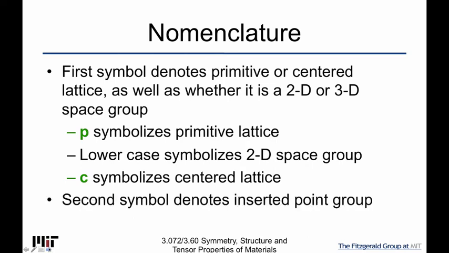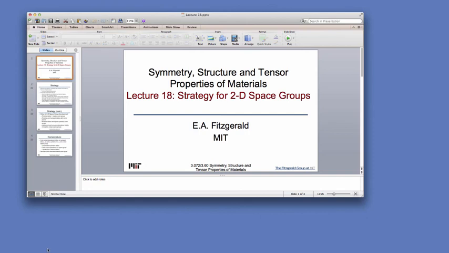And the second part denotes the point group that we insert. So for example, a small p followed by 2mm would be the insertion of the 2mm point group into the primitive lattice. And that is the outline of our strategy for finishing the 2D crystallographic space groups.